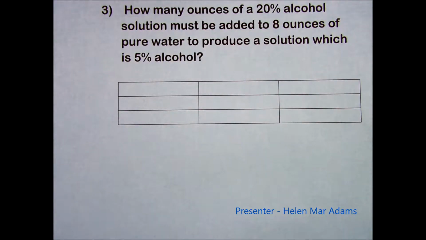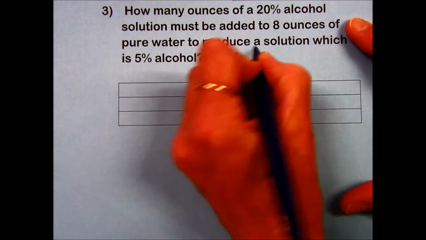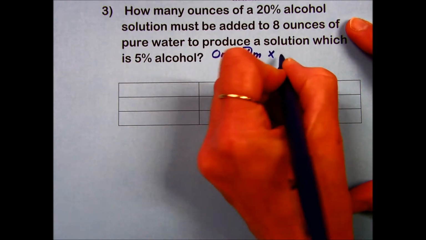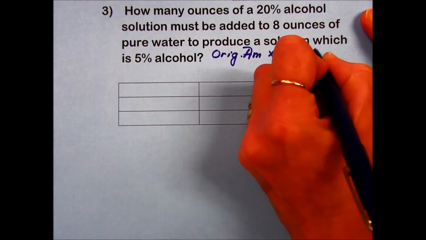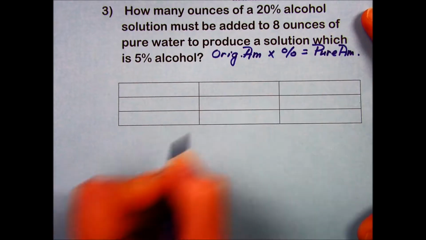Practice set 37. How many ounces of a 20% alcohol solution must be added to 8 ounces of pure water to produce a solution which is 5% alcohol? This is a mixture problem involving a percentage, where we're going to use the formula: the original amount times the percentage is going to give us the pure amount, which in this case is alcohol.